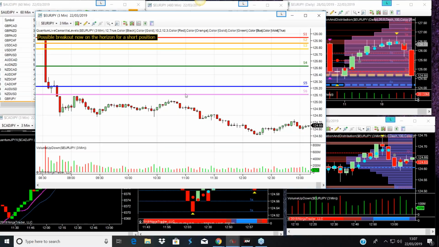Now this is the 3-minute chart. This is the Camarilla of the 3-minute chart. I use Camarilla, David uses Camarilla, to give us some idea of these important levels. We can see here we've got 6 levels. We've already crashed through the S4.